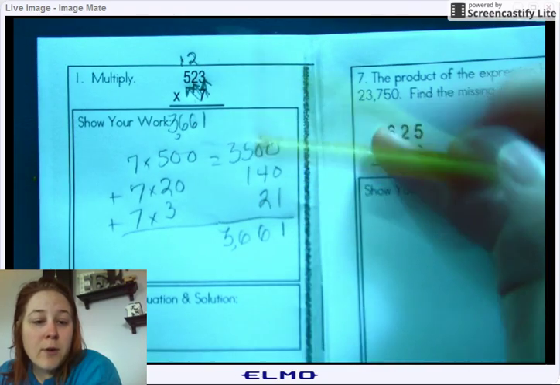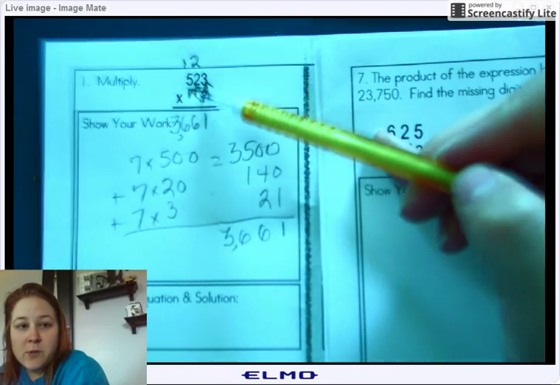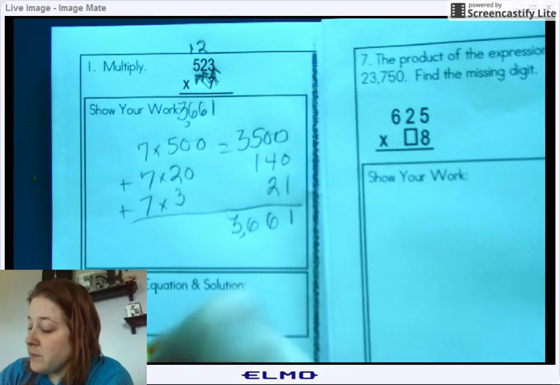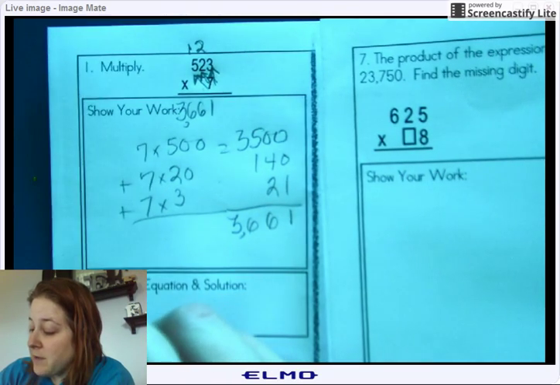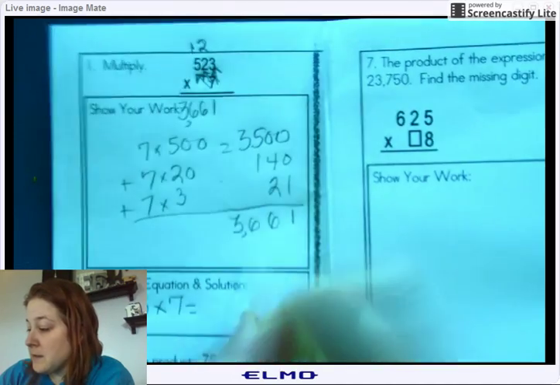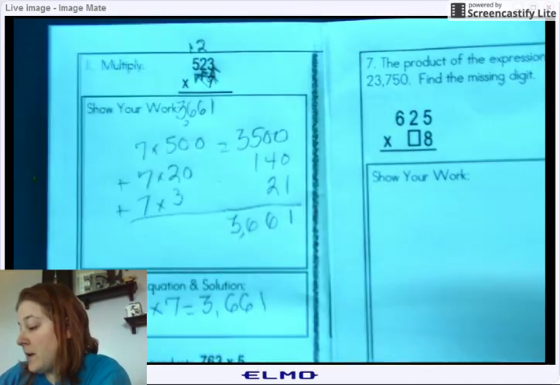So I know you guys probably prefer this way because that's how you were taught last year, but you also are going to learn the standard algorithm way. So to write in the equation, we already have it. 523 times 7 equals, and the solution was 3,661.